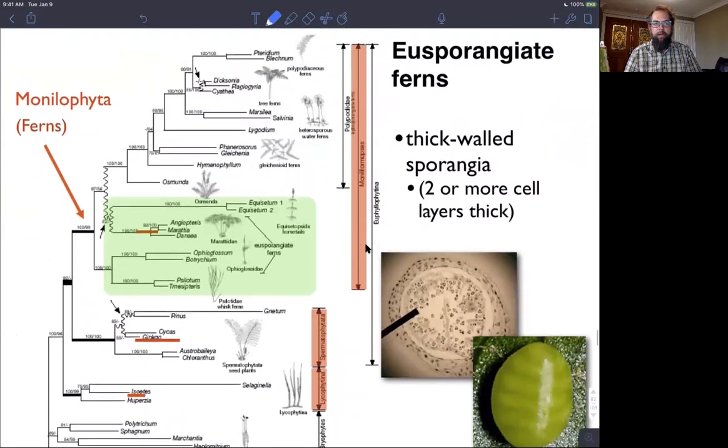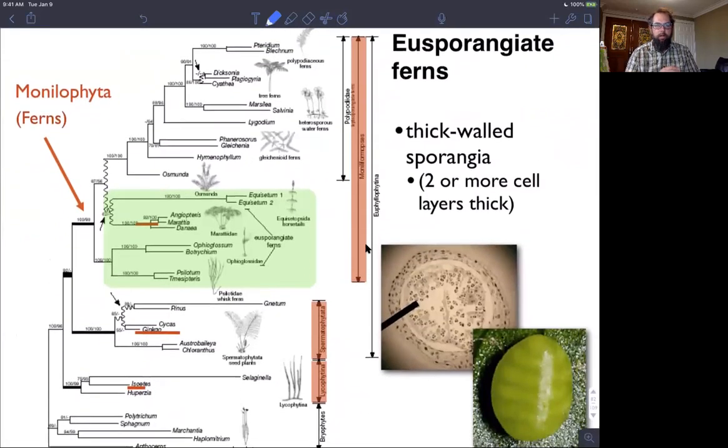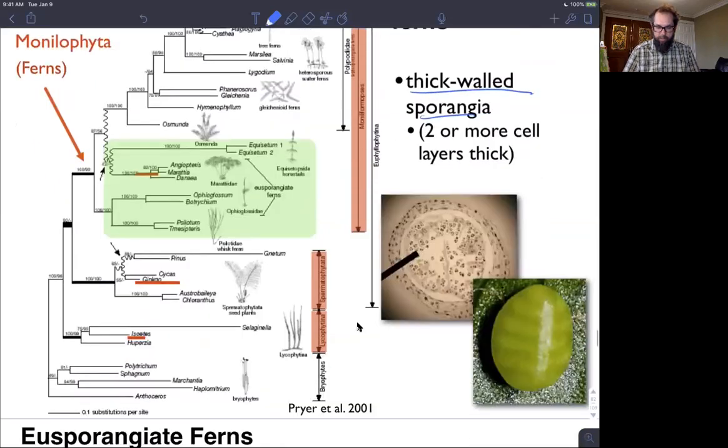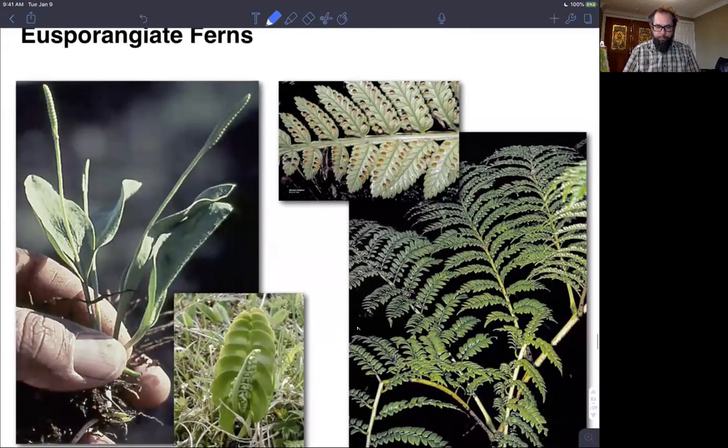All right, the other group of ferns are called eusporangiate ferns, and eusporangiate ferns have thick-walled sporangia. And so these actually have multiple cell layers thick to their sporangia. These are larger, they're easier for people to see, and they're not typically grouped into all of those sori like we saw before. And so here's some of those thick-walled sporangia.